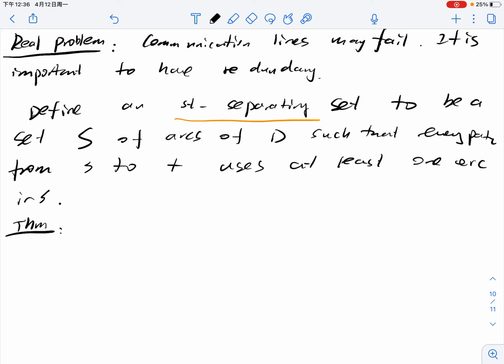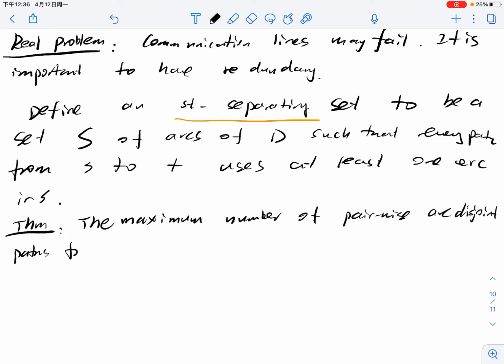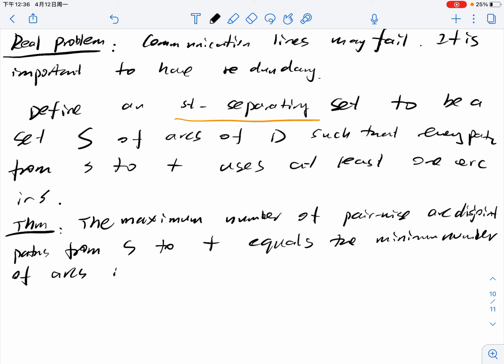Okay, and we have the following theorem, which is a direct corollary of the above theorem. The maximal number of pairwise arc disjoint paths from S to T equals the minimal number of arcs in an ST separating set.